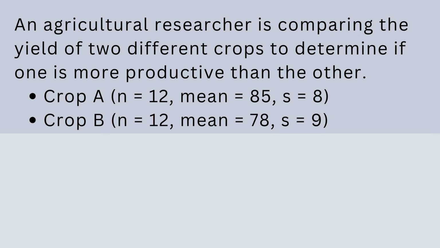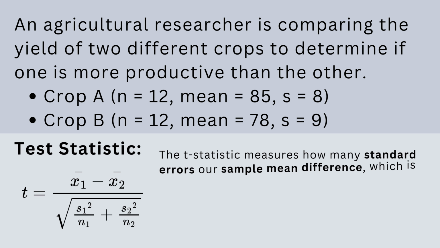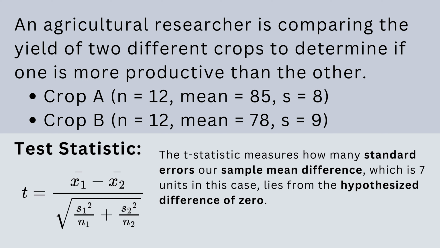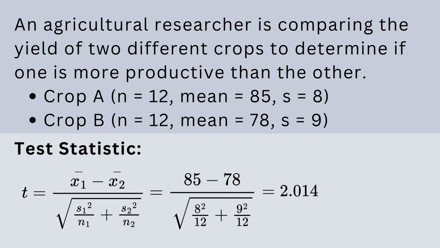Next, we use our sample data to calculate the t-statistic. This measures how many standard errors our sample mean difference, which is 7 units in this case, lies from the hypothesized difference of 0. Based on our calculation, our t-statistic is approximately 2.014.